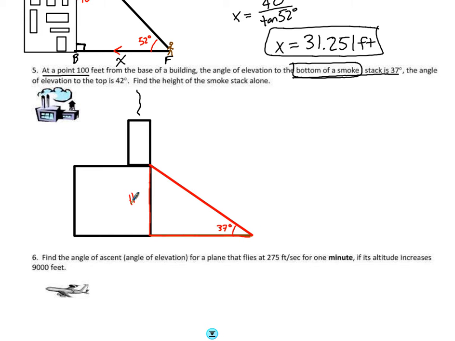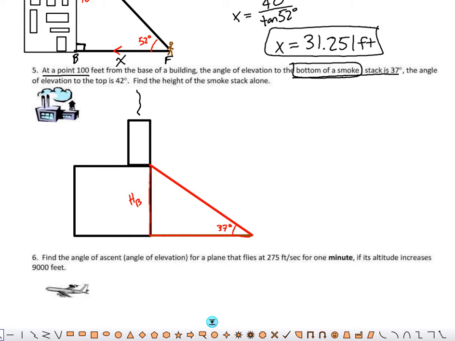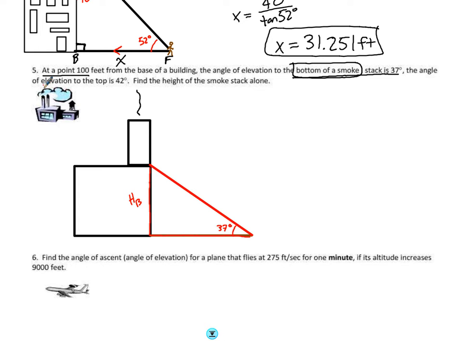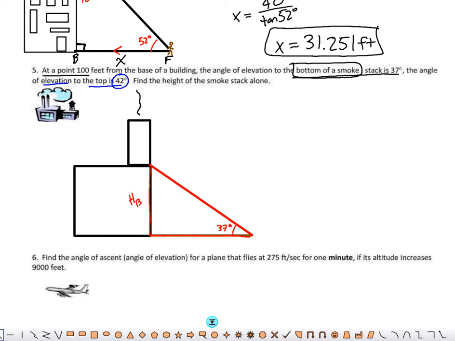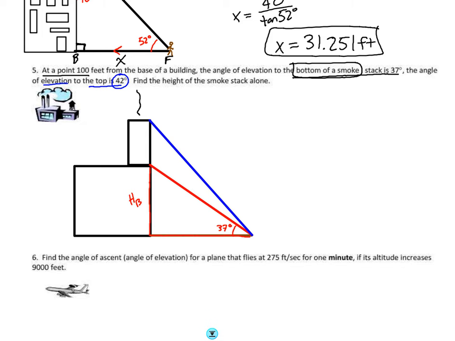The other measurement they give me is they tell me that the angle of elevation to the top of the smokestack is 42 degrees. So here, when I draw my picture, from that same spot, the angle of elevation from the horizontal to the top of the smokestack is going to form an angle that is 42 degrees. So this angle is 42 degrees. He's part of this triangle right here.